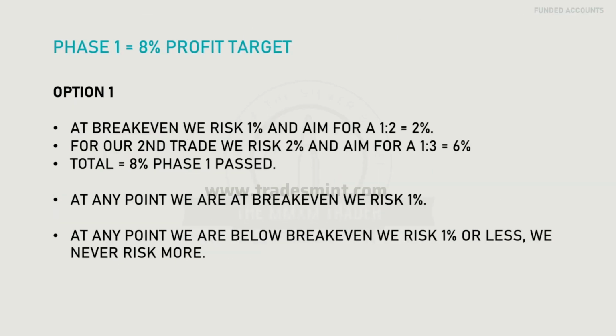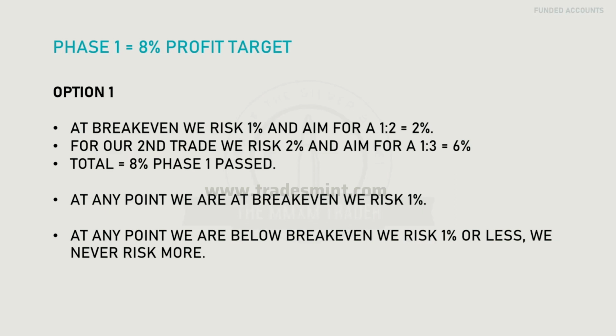So phase one, right? 8% profit target. Option number one, how are we going to do it? When we are break even or we are starting out the account, we risk 1% and then we aim for a 1 to 2. Don't be aiming for 1 to 5 or 1 to 6. We want to build up our buffer first, right? So a 1 to 2 for a 2% buffer. Now for a second trade, we risk 2% and then we aim for a 1 to 3 and that would be 6%, right? So with two winners, you can get phase one passed with 8%.